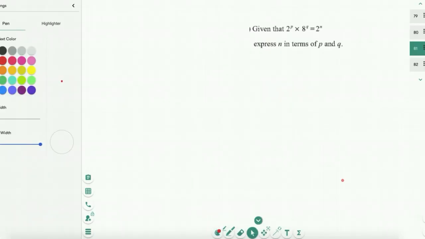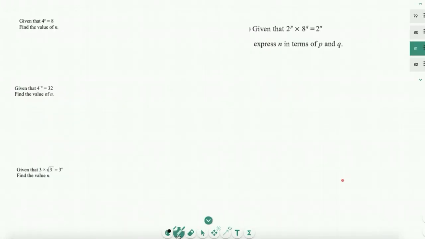All right, gang. Next page of questions. Some of these questions will be about the same. Some questions will be a little harder. So given that 4 to the power of n equals 8, find the value of n. So 4 to the power of something equals 8. Same thing. Let's look at our bases, 4 and 8. Are the bases the same? No. Let's think of a number that can power to 4 and that can also power to 8.